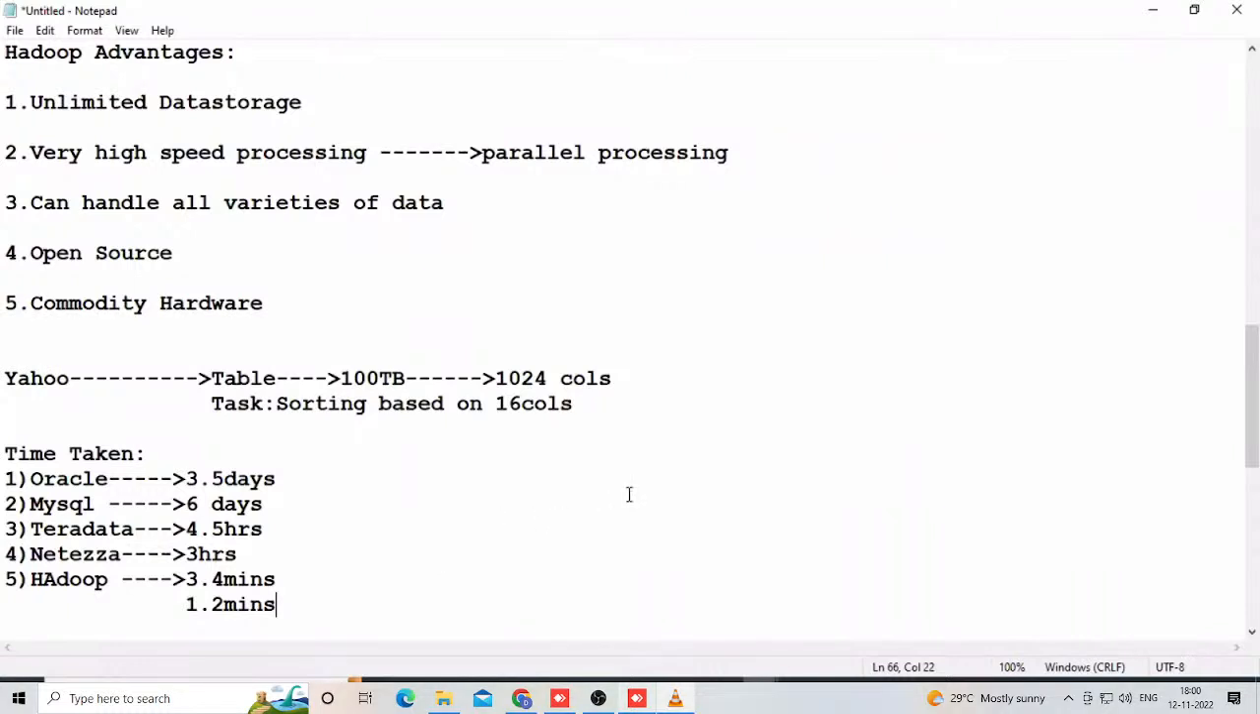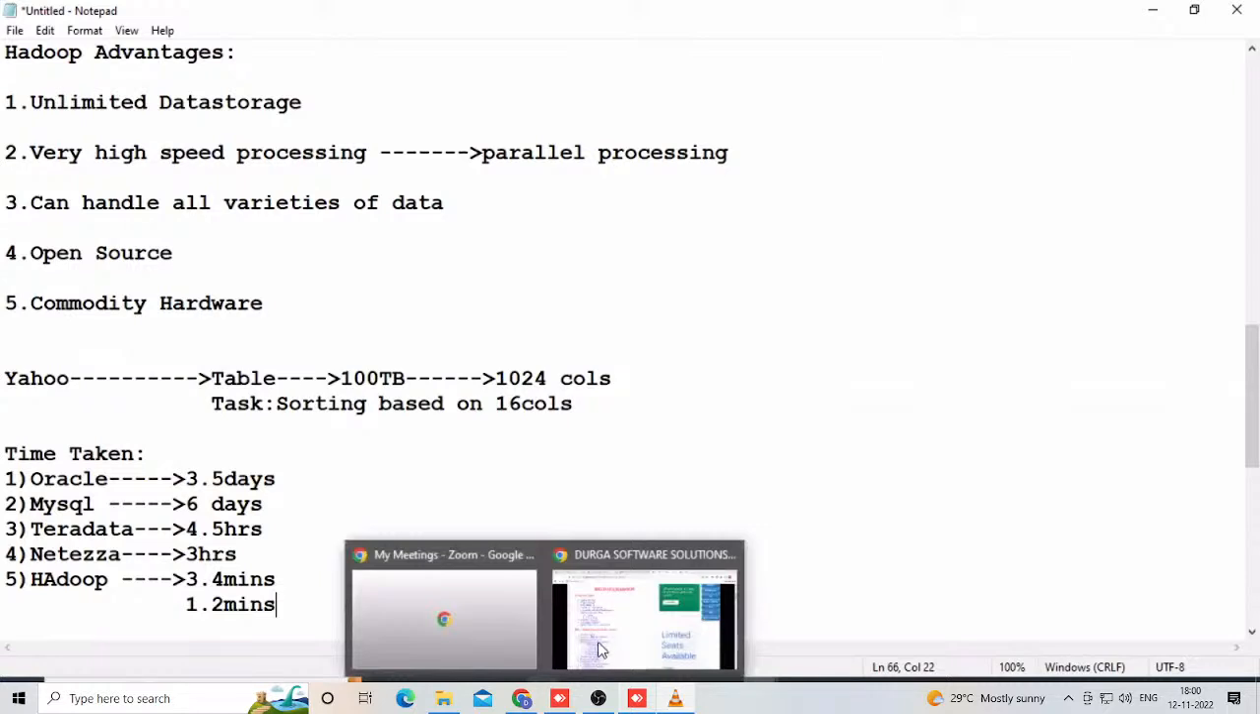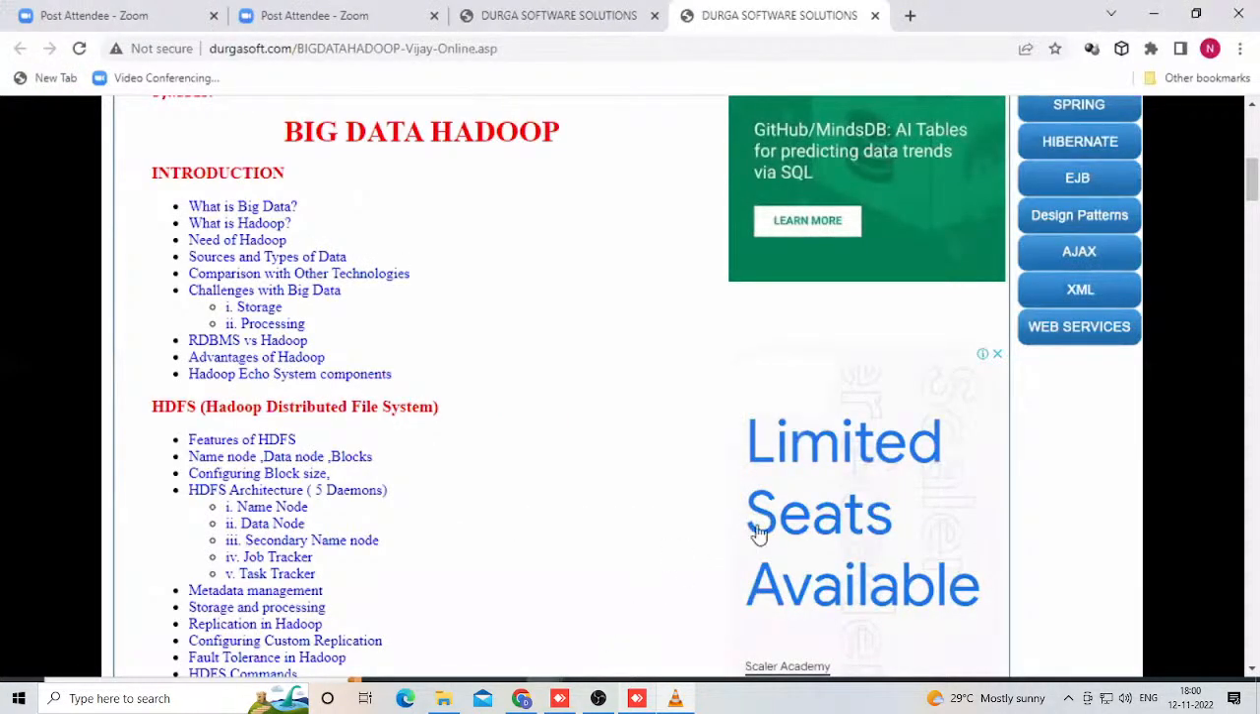So what I'm going to discuss as part of this course, right? My more concentration will be on Spark and Scala. In Hadoop, I'll be discussing some important components more. And there are some components which are outdated. I'll be just giving you knowledge on those.